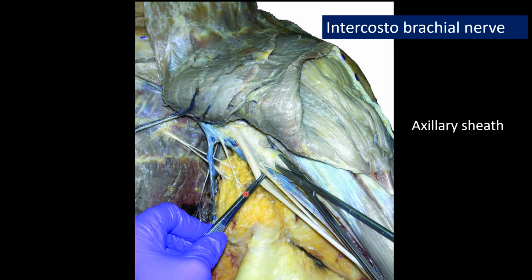After that, we can identify a nerve which is coming from the thoracic cage. That is nothing but the intercostobrachial nerve. You don't need to worry about it; I will explain where it is going and how it enters the arm. As the name says, it is intercostobrachial. Intercosto means the ribs, it is coming from the intercostal space, and brachial means the arm. Then here you can see the axillary sheet.